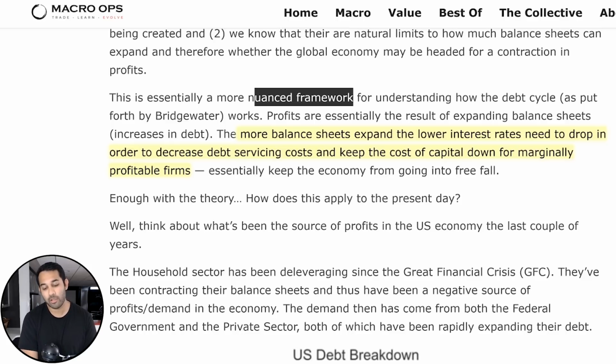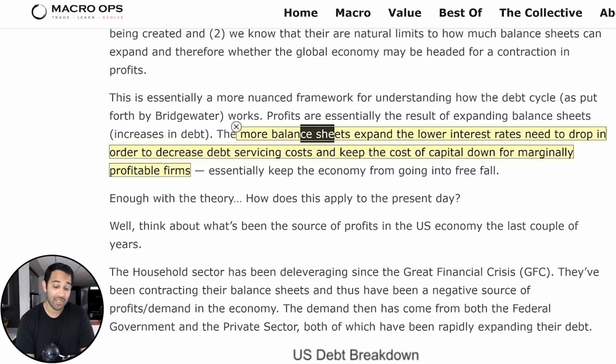It's a more targeted version of Ray Dalio's approach. Profits are essentially the result of expanding balance sheets. That means increases in debt, so more borrowing. And the more these balance sheets expand, the lower interest rates need to drop because there's debt servicing costs, right? There's interest that everyone has to pay on all that stuff that they're borrowing.